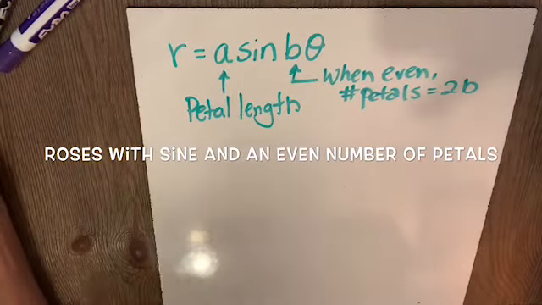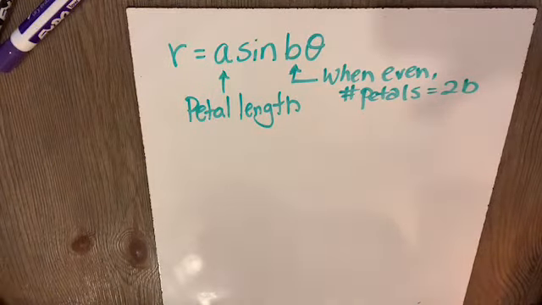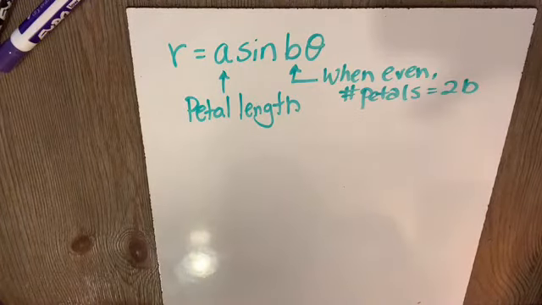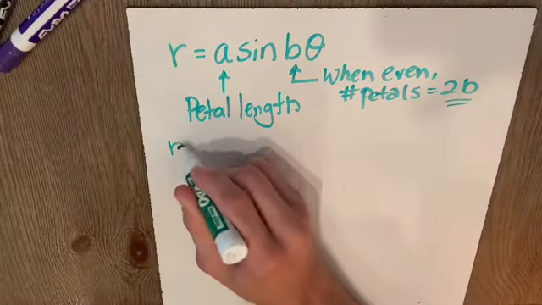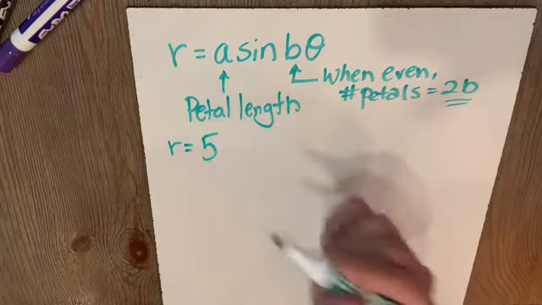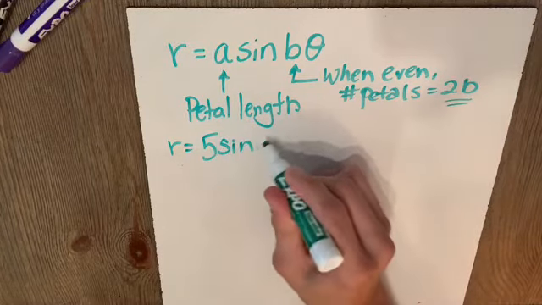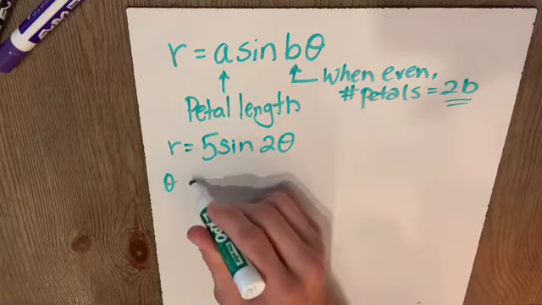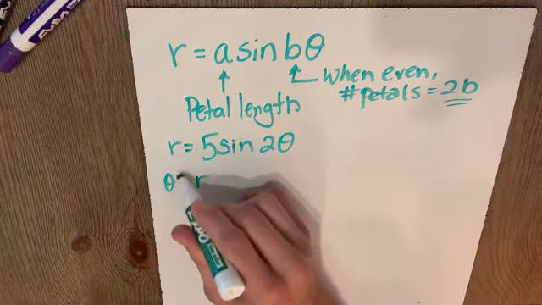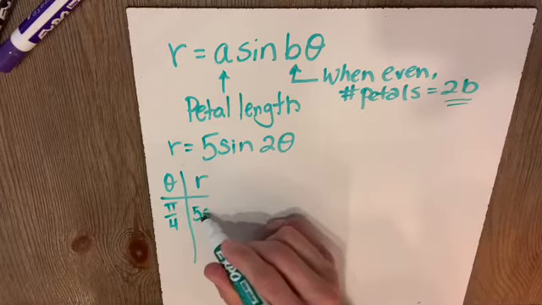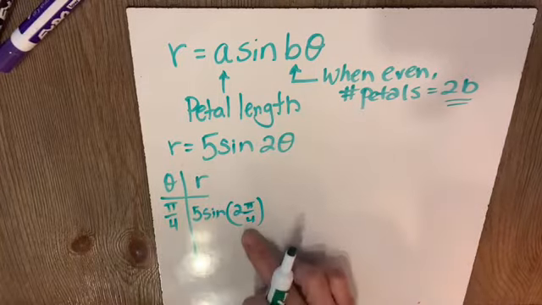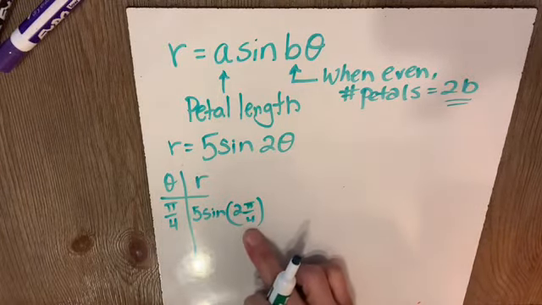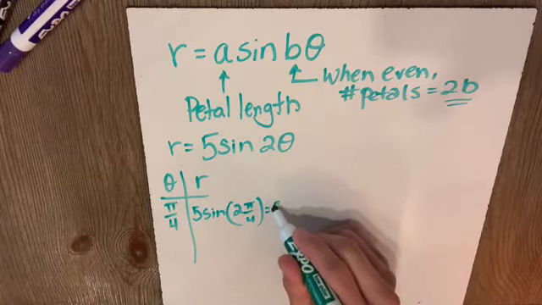Let's consider the sine graphs when b, or the coefficient of theta, is even. Well, same with the cosine. We're going to have double the number of petals. So r equals 5 sine 2 theta. I'm just going to hold that steady. If I play my theta r game and I choose pi over 4, now 5 sine of 2 times pi over 4. Well, 2 times pi over 4 is pi over 2. I have to multiply first, then take the sine. Sine of pi over 2 is 1, times 5 is 5.